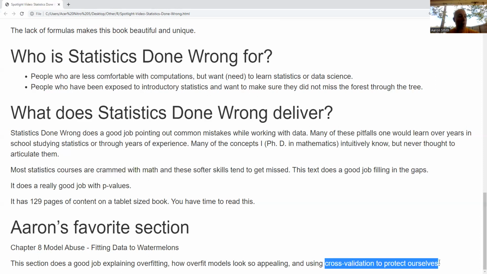So in summary, Statistics Done Wrong is an excellent book for those who want to look at statistics without using formulas, who want to understand what's going on without having to go through the mathematics of statistics. They want to go through the understanding and the execution of it. Well, that's all I've got for you.